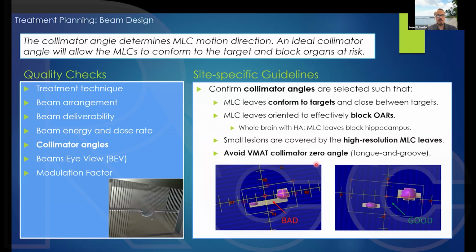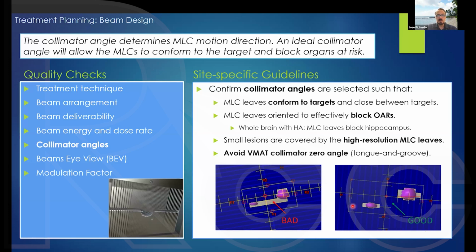All right, what about the collimator angles? Collimator angles are very important. The MLC rotates with the collimator, and depending on how you angle your collimator, your MLC leaves are going to be facing one way or another. You want your MLC leaves to conform to the targets and to be able to close between targets. So here's an example where the collimator angle chosen on the left is bad because, the way the MLCs are placed, I can't block between the lesions. This space between the lesions, where it's healthy brain, is being treated for no reason.